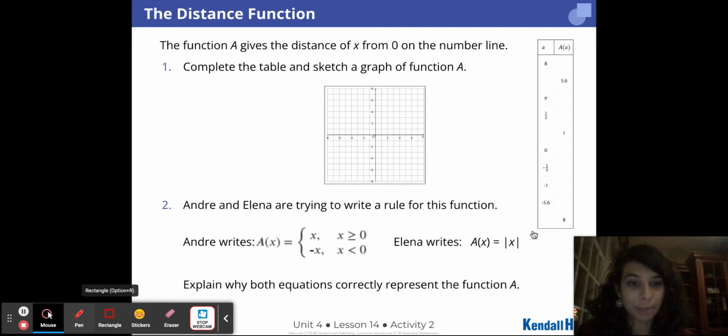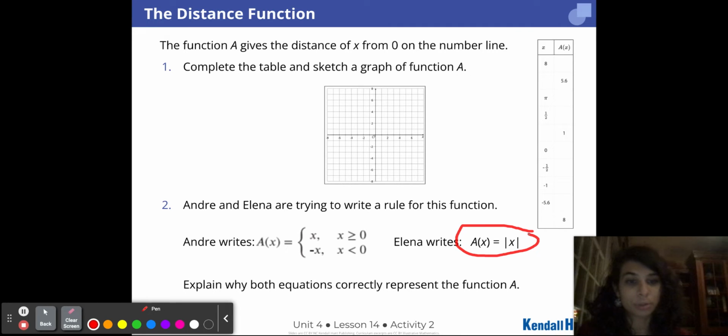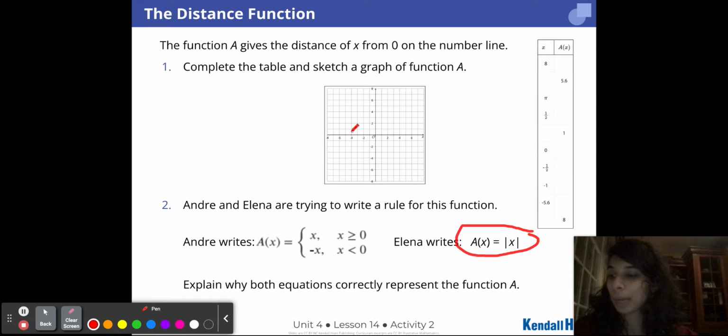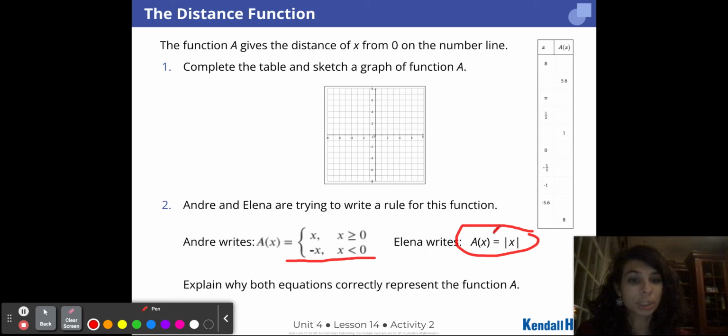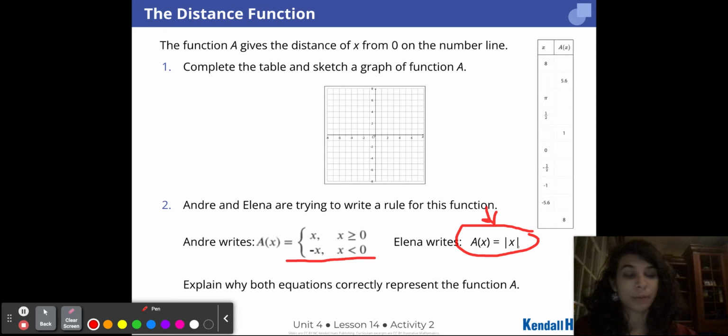This is what an absolute value function looks like: A of x is equal to 2 bars and an x in the middle. That is how we represent absolute value. First I want you to complete the table, and we're going to sketch the graph of a function h. We have two different rules here. Andre represents our first one, which is our piecewise representation of an absolute value function. Elena represents the absolute value of a function. It is the 2 bars with the x, or whatever input variable you have, in between. Let's take a look at what that looks like.